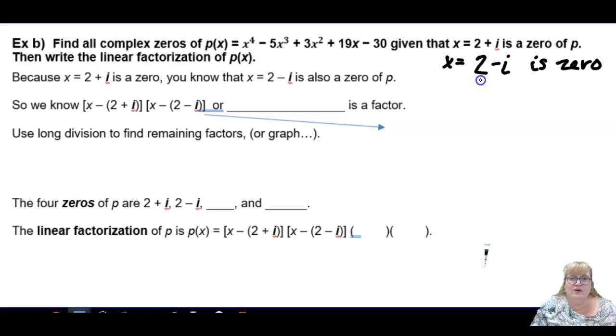All right, so what we have to do is write these as linear factors. So x minus (2 plus i), okay, times x minus (2 minus i). Now, we left those in parentheses. I'm going to go over here and work with them a little bit. So I'm going to distribute this negative, and that one's going to become x minus 2 minus i.